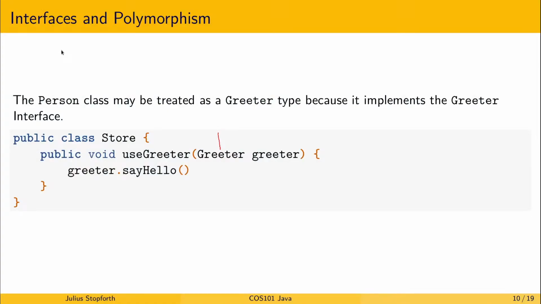Thank you. So the whole idea is that you can have unrelated classes that might work very differently, but they share the same interface. It also means that even if a person has a method where they can breathe, if that is not in the greeter interface, it's not accessible when you use it as a greeter. Does that make sense? Because the greeter type can only say hello.